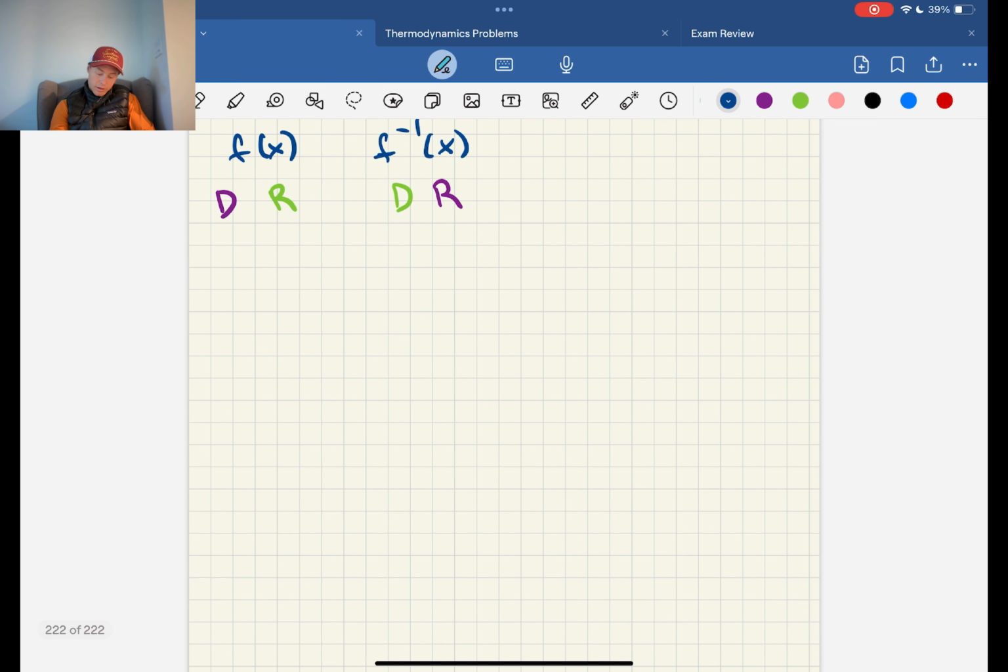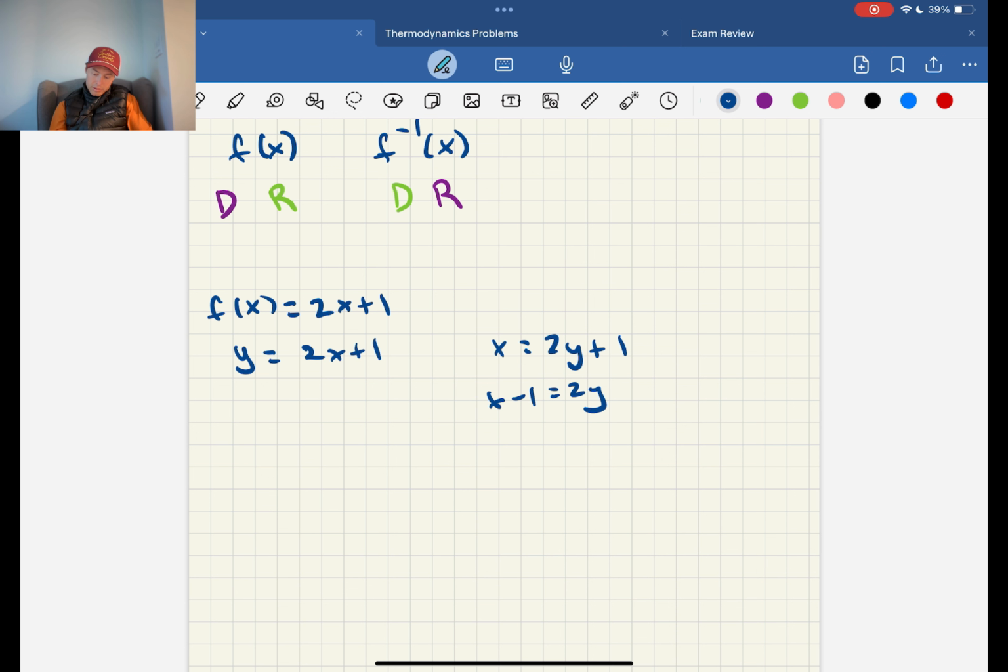So let's say I had the function f of x equals 2x plus 1, and let's say I wanted to find the inverse of this function algebraically. All you have to do is start by, I like to turn f of x into y for this, so y equals 2x plus 1. You start by swapping the place of x and y, literally just switching the places of them, and then you solve for y. Okay, so subtract 1 from both sides, and then divide by 2. So y equals x minus 1 over 2.